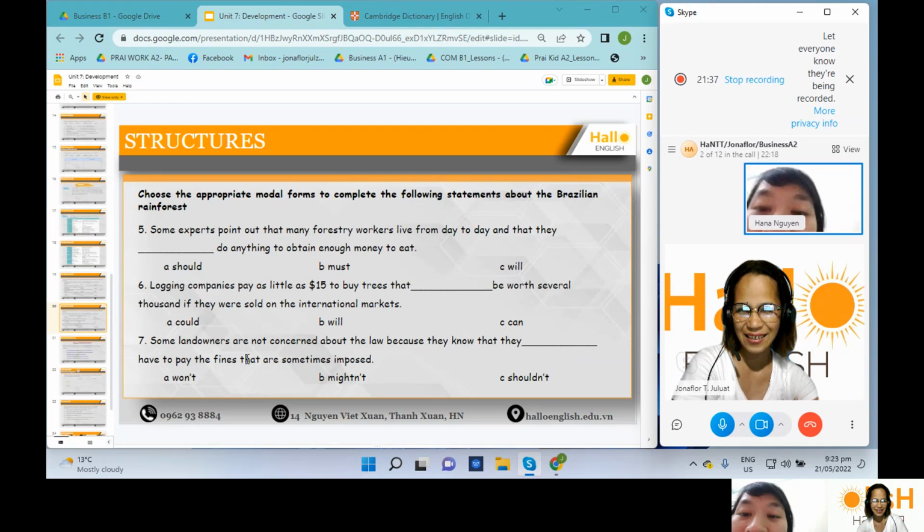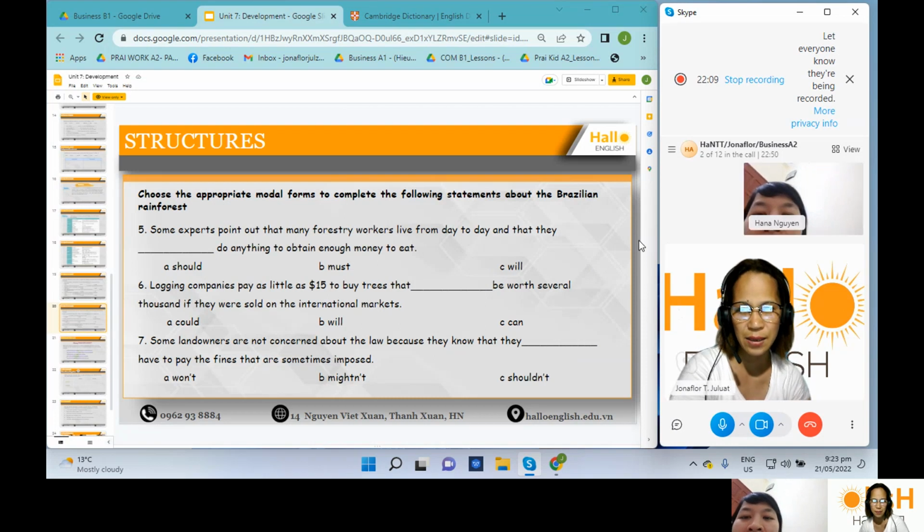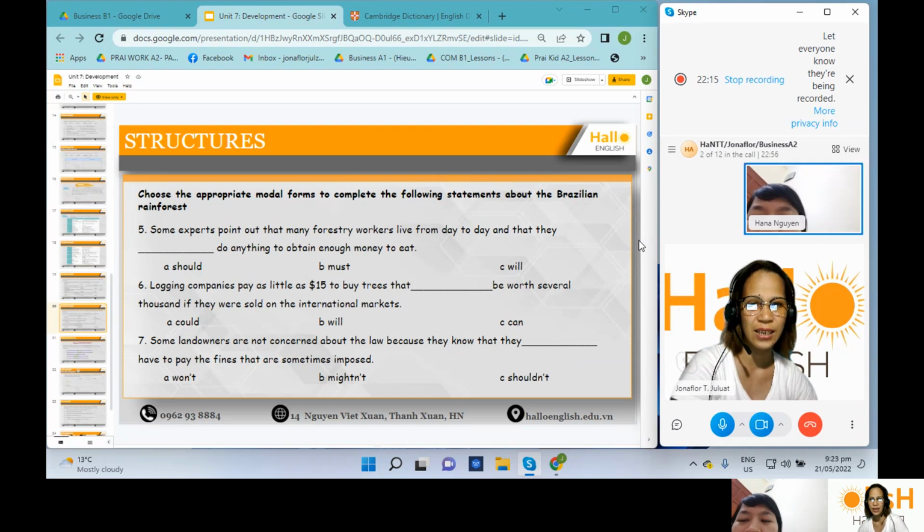Some landowners are concerned about the law, because they know that they have to pay the fines that are sometimes imposed. Some landowners are not concerned about the law because they might not have to pay.